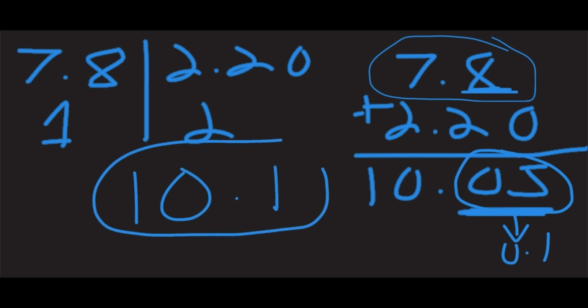As you can see, this answer is consistent because 7.8 has the least number of decimal places, one decimal place, and 10.1 has one decimal place here in that 0.1, so your answer is correct. Now let's look at an instance where there's more than two values being added or subtracted.